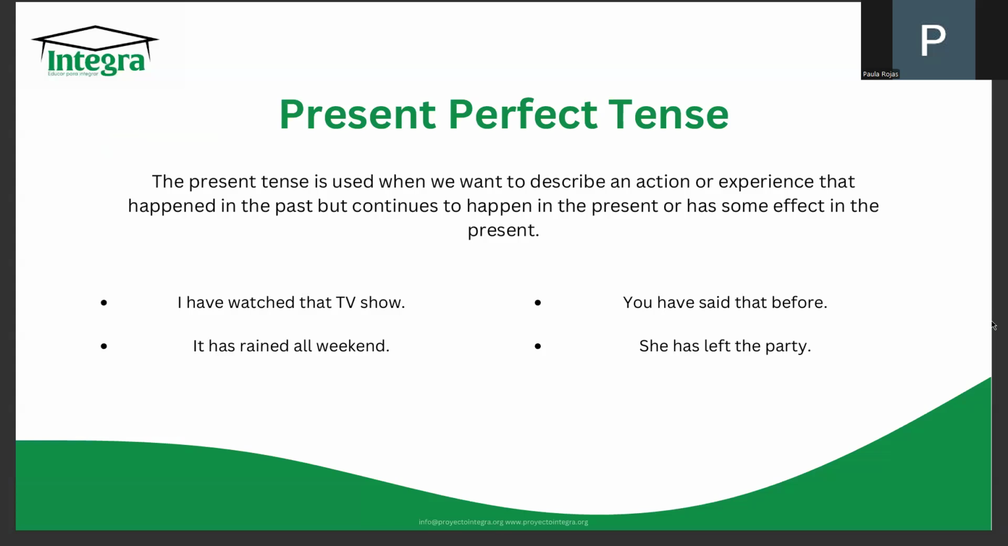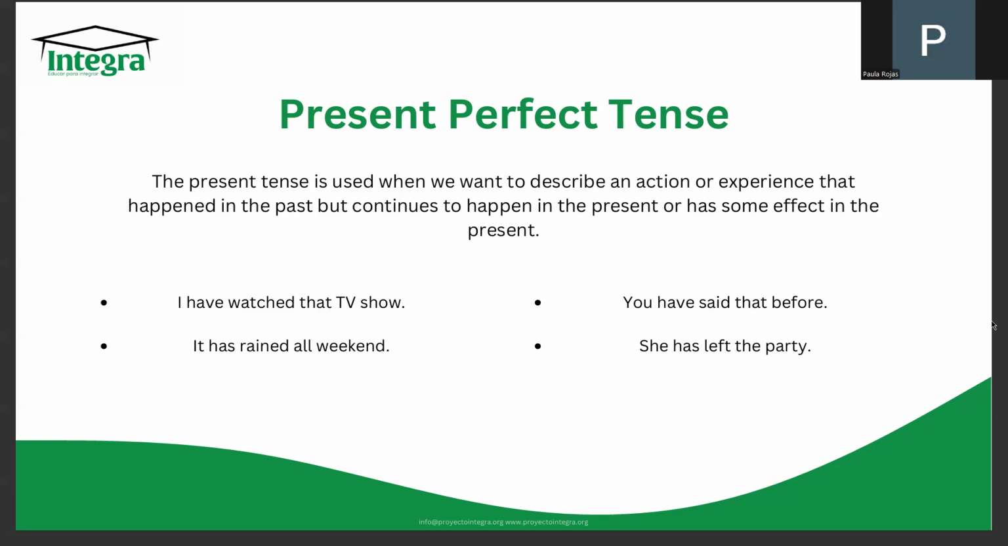Present Perfect Tense. ¿Qué es esto? The present perfect tense is used when we want to describe an action or an experience that has happened in the past but continues to happen in the present or has some effect in the present. ¿Esto qué significa? Esto es algo que, una acción, algo que empezó en el pasado, pero todavía está pasando en el presente o ya terminó, pero afecta directamente en el presente.